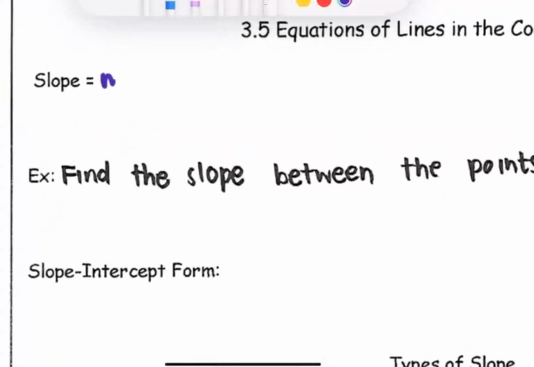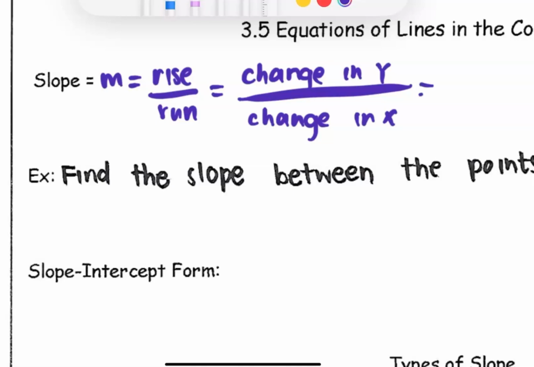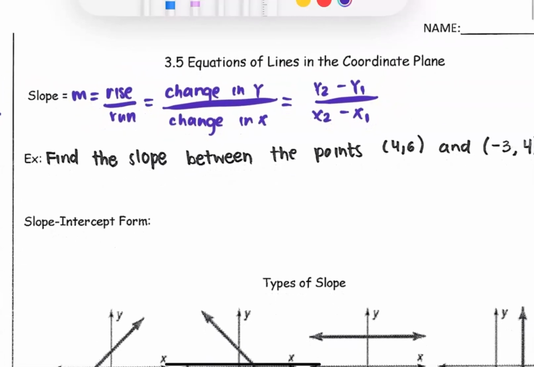If you remember from algebra, slope is letter m. Slope is the same as rise over run. Rise over run is the same as the change in y, all of that over the change in x. And that is the same as y coordinate 2 minus y coordinate 1, all of that over x coordinate 2 minus x coordinate 1. That is the formula for the slope.